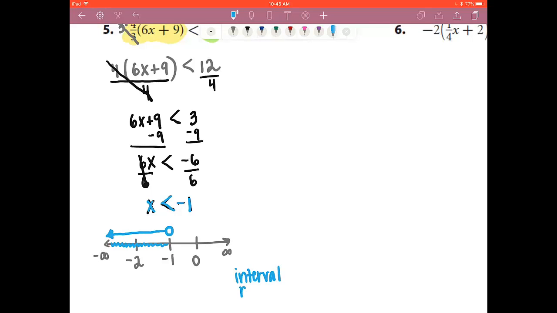In interval notation, we reproduce this graphical representation from left to right. Negative infinity is on the left with this arrowhead, and on the right we stop at negative 1. Negative infinity always has a parenthesis, and negative 1, because it is not included, is a parenthesis.